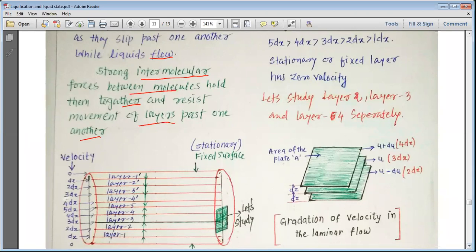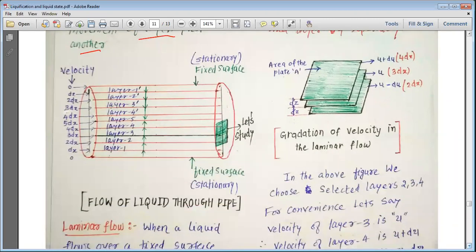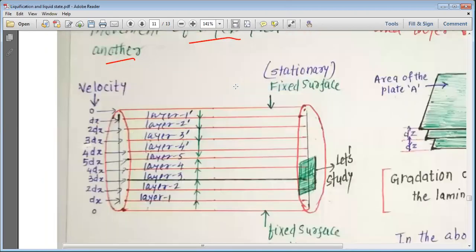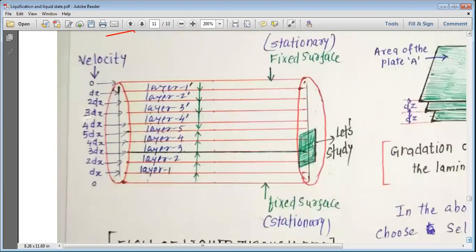So please pay attention and understand this figure that I am going to explain to you. You can see, my dear students, here in this figure that we have a tube. In this tube the liquid is flowing.